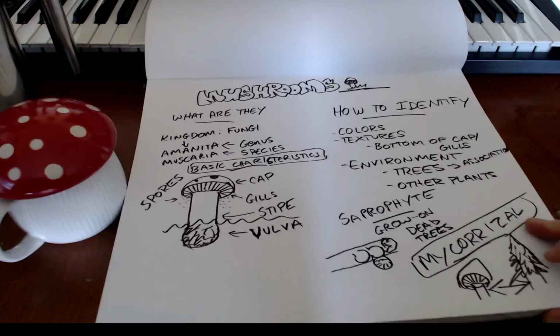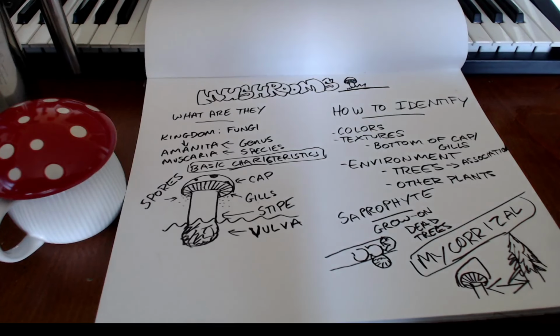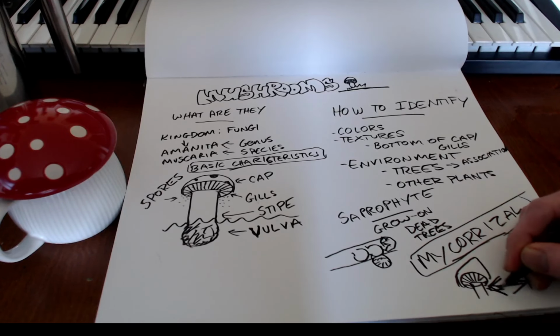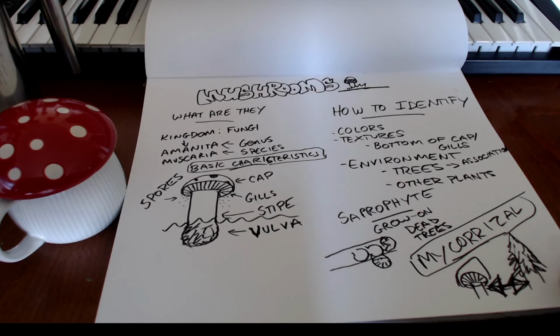Okay? And actually, they form a relationship. The tree feeds the mushroom certain nutrients that it needs to survive, and then the mushroom in return will feed the tree different nutrients it needs to survive. So in other words, in order to even be able to identify or find certain types of mushrooms, you need to know what type of tree they associate with.